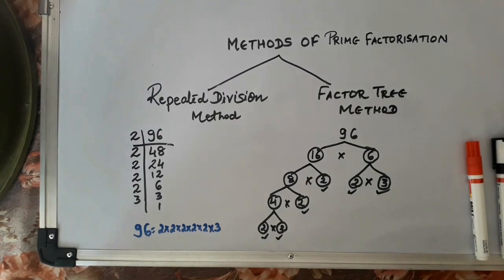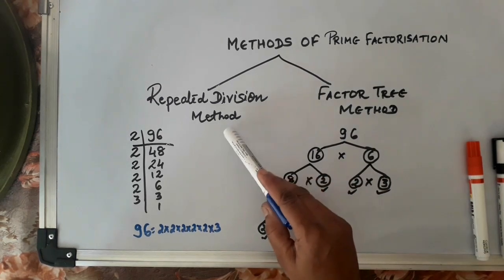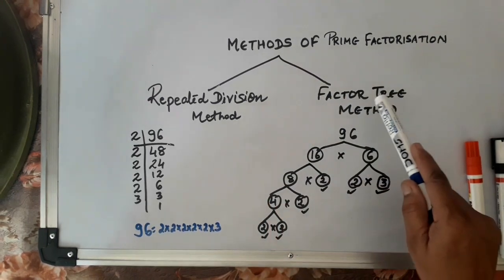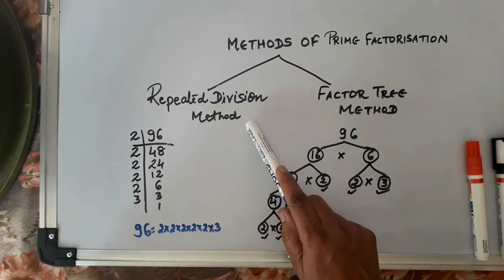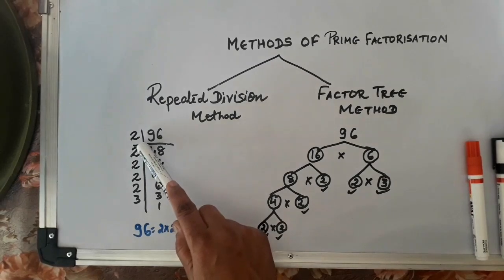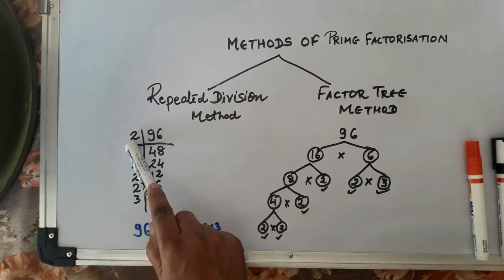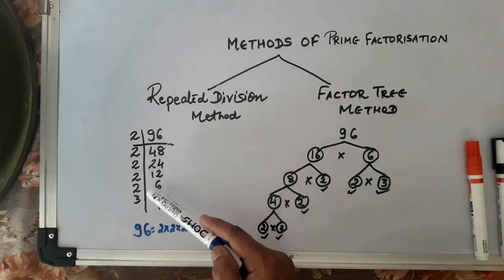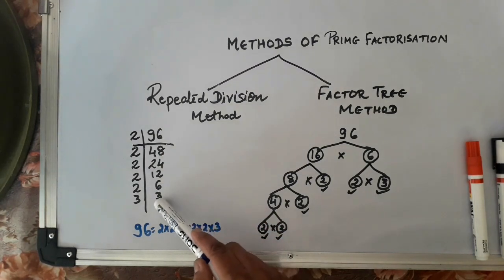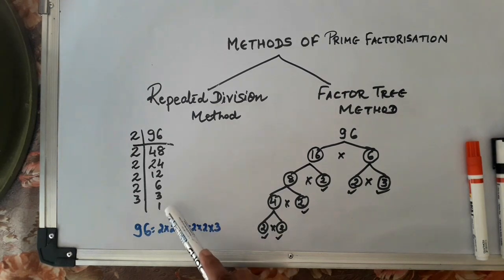There are two methods of prime factorization. The first method is the repeated division method and the second one is the factor tree method. In the repeated division method, we divide a number by the smallest prime number which can divide it, and we repeat the process till the quotient is no more divisible by the prime number.